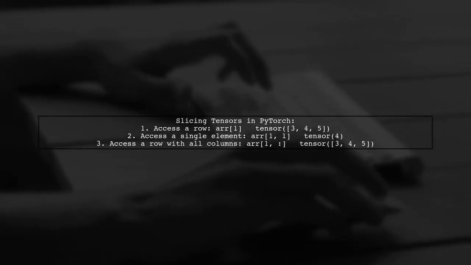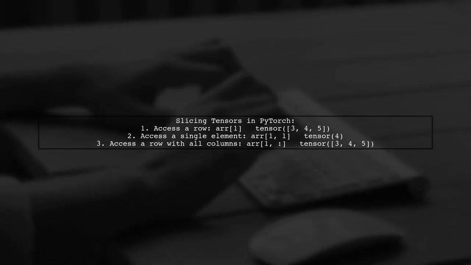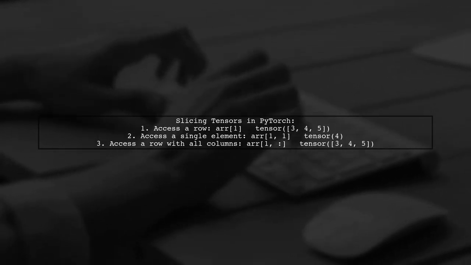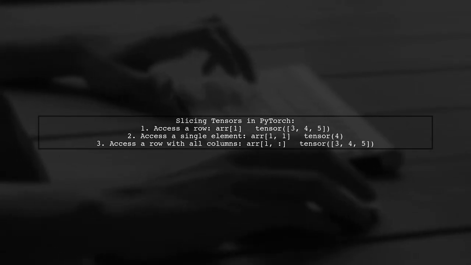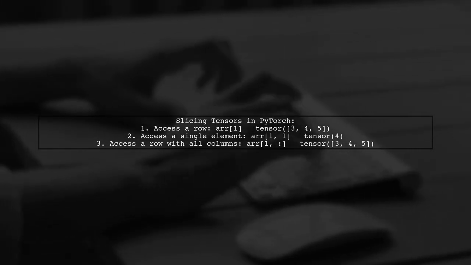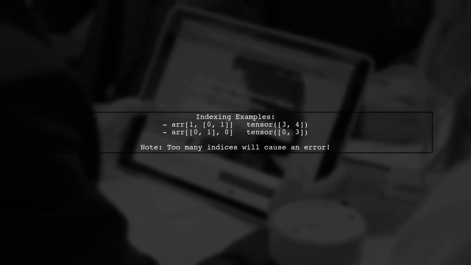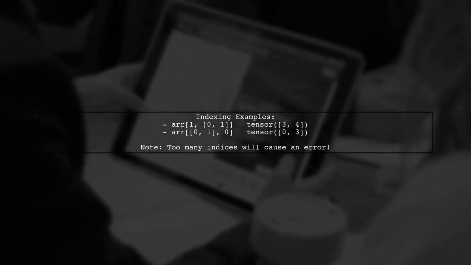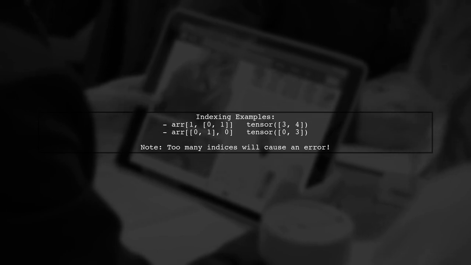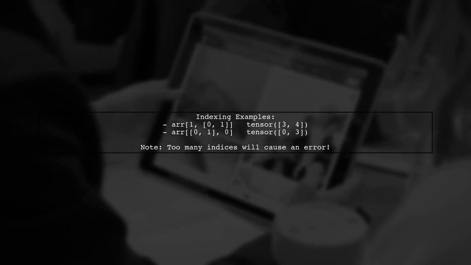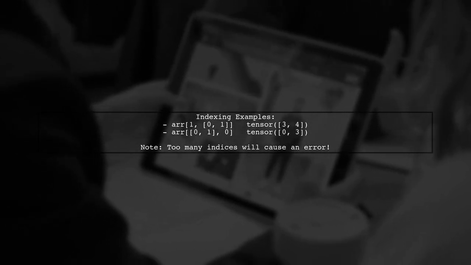You can slice tensors using logical indexing or lists of indices in PyTorch. For example, you can access entire rows or specific elements easily. If you try to access an element with too many indices, like R11, you'll get an index error. However, you can use lists of indices to get specific elements.